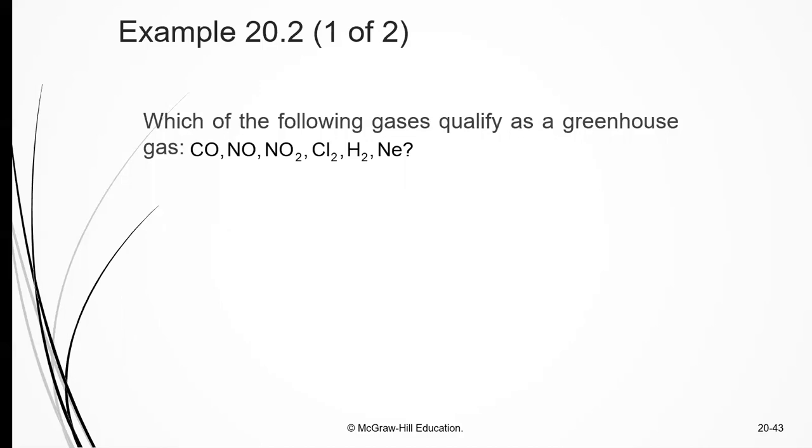So when we talk about greenhouse gases, we want to think about which ones absorb that light in the infrared radiation. Okay? So take a moment, think about which ones we've talked about, think about which ones they might be.